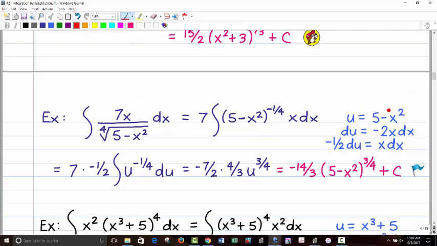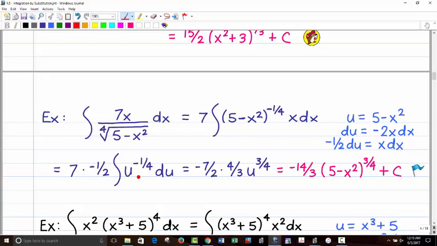and that means the u will be the inside part here of the parentheses, 5 minus x squared. du will be negative 2x dx. And then divide both sides by negative 2, so we have negative 1/2 du equals x dx. And so then I have the 7, which I brought to the outside. The negative 1/2 from right here can come join the 7, so that'll make negative 7/2.